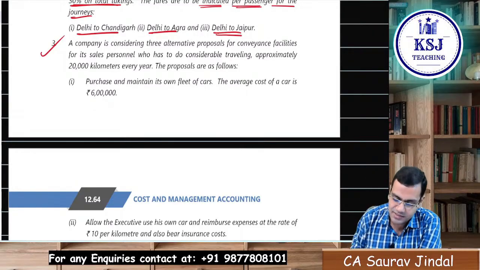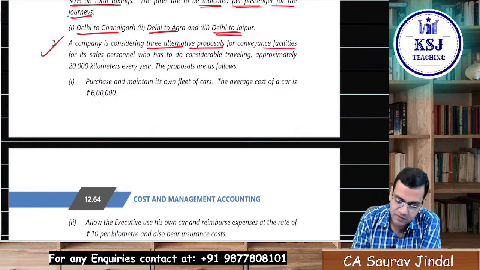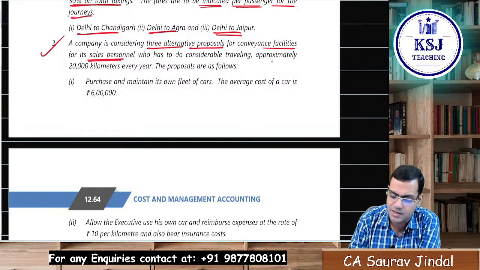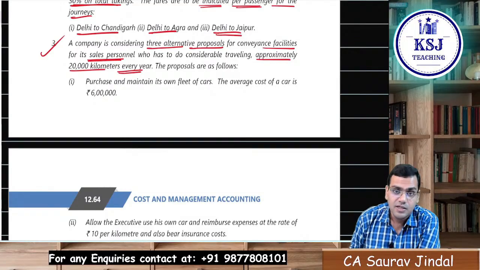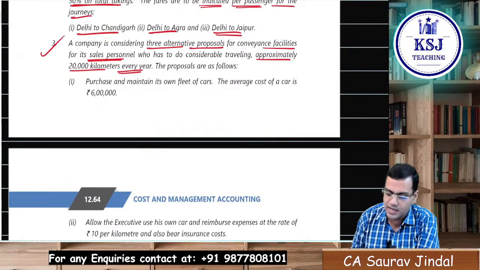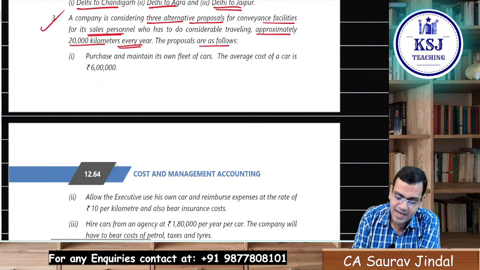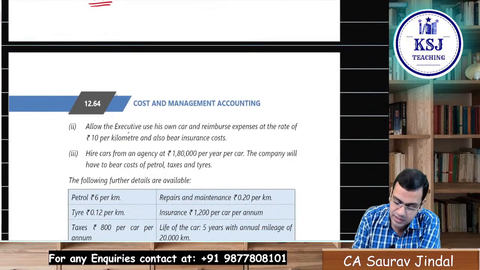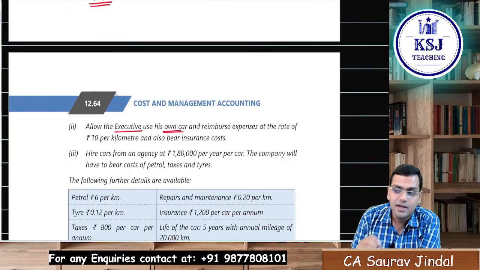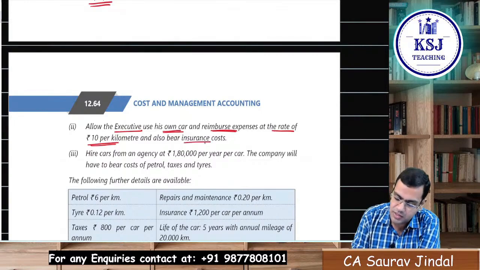A company is considering 3 alternative proposals for the conveyance facilities of its sales personnel, who have to do considerable traveling, approximately 20,000 kilometers every year. So there are 3 proposals. The first is to purchase and maintain its own fleet of cars. The average cost of the car is 6 lakh rupees. The second alternative is to allow the executive to use his own car and reimburse the expenses at the rate of 10 rupees per kilometer and also bear the insurance cost.